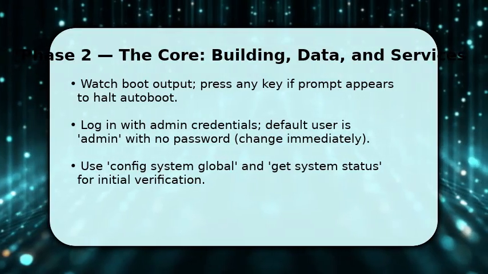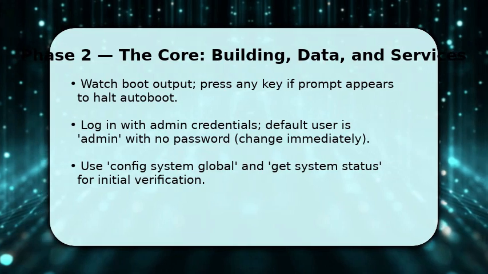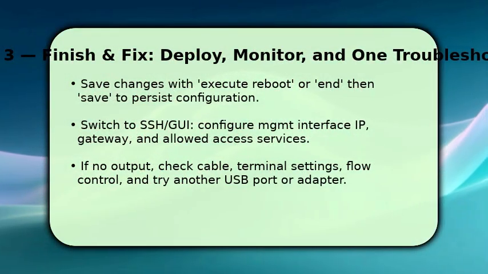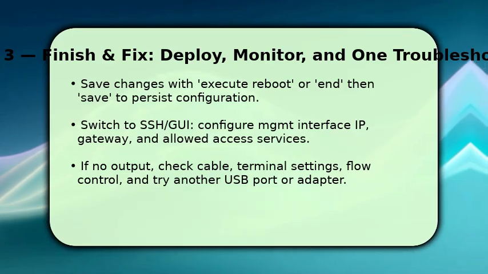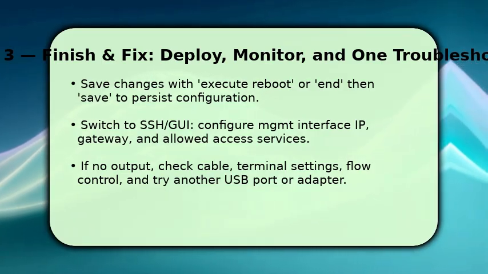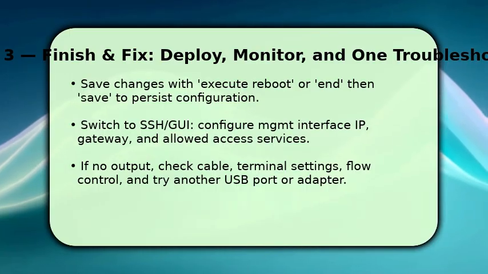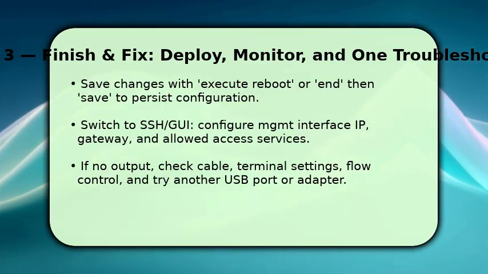Console access is for recovery and initial setup. You finish by applying and saving settings so the Fortigate keeps them across reboots. Configure the management interface with an IP, gateway, and enable SSH or HTTPS, then test remote access. This moves you off the console for daily ops.